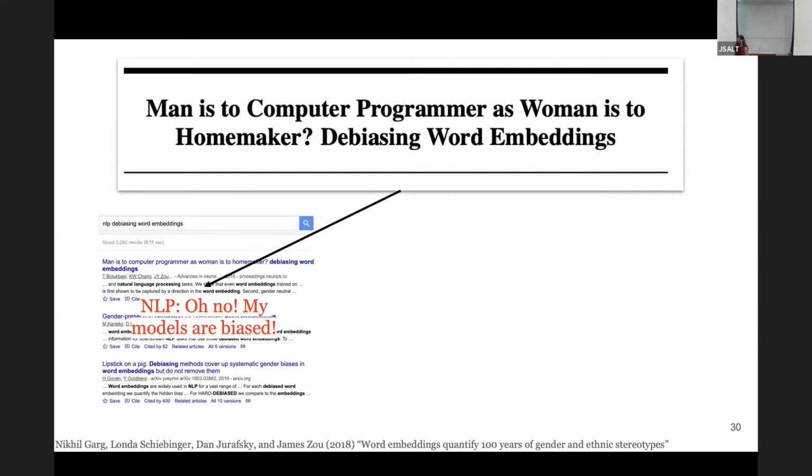On the NLP side, there was this reaction of, oh no, my models are biased. We can't deploy models that have bias in them. This is bad. We have to fix them. We have to debias the models. I did a little Google Scholar search for NLP debiasing word embeddings, and this got over 3,000 results. There are so many papers on trying to debias embeddings.